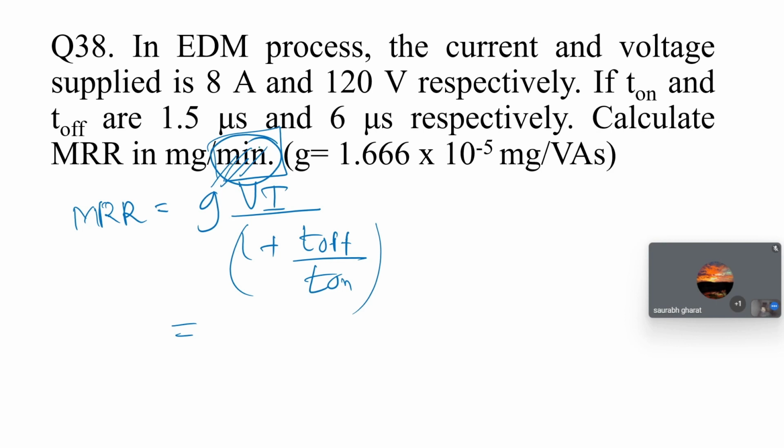So you have G, which is given here. You have V, which is again given. Current is given, voltage is given, T on is given, T off is given. So just put it in the formula and solve for the answer.